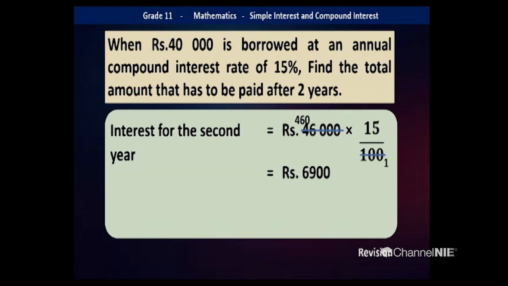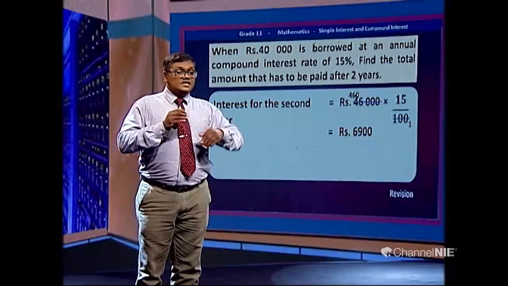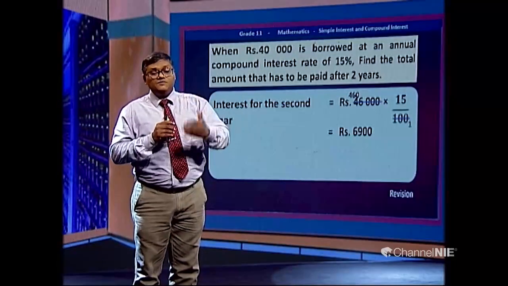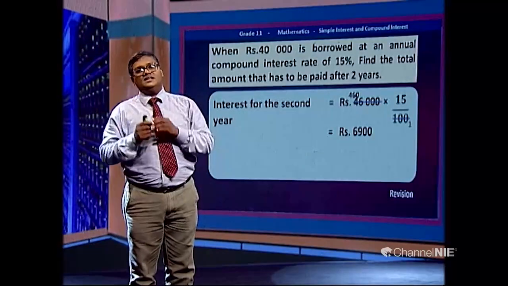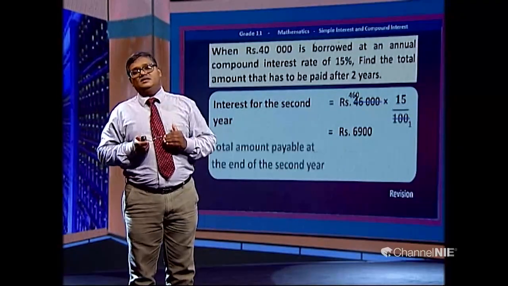Now you see the difference. The first year interest is 6,000. The second year interest is 6,900. Why that 900 increase? That 900 increase is because of the interest of the first year. Remember we got the first year interest of rupees 6,000. They have calculated the interest on the interest during the second year. Therefore, the second year interest is 6,900.